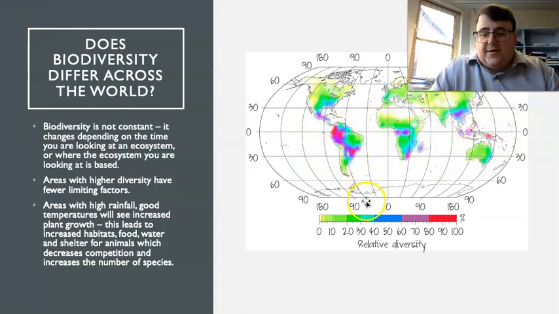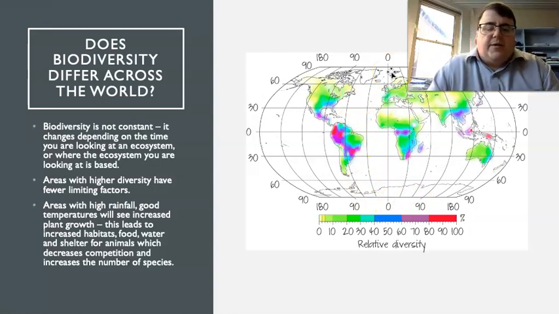Whereas if you move down low, like looking at Antarctica, there's almost no biodiversity there. The biodiversity is incredibly low because there are not good temperatures, there's not good rainfall, and there are high limiting factors, which means that animals just can't survive.